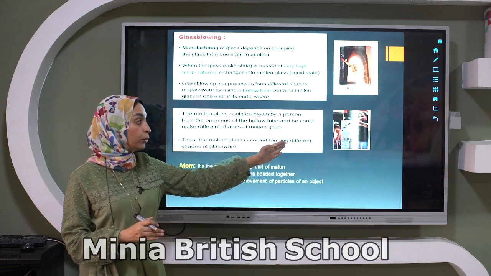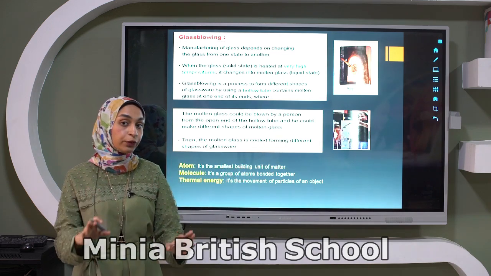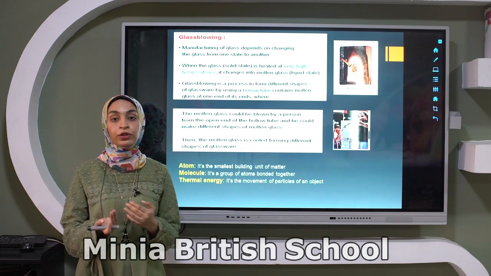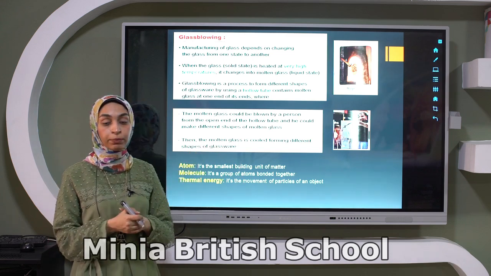And after blowing into it by using the hollow tube from one of its ends, we can leave it until it cools. So finally we can use these different shapes or forms of the glass. This is the meaning of glass blowing.